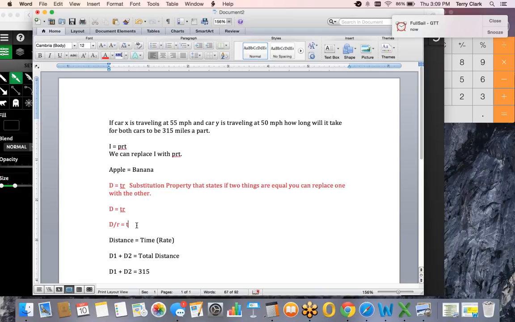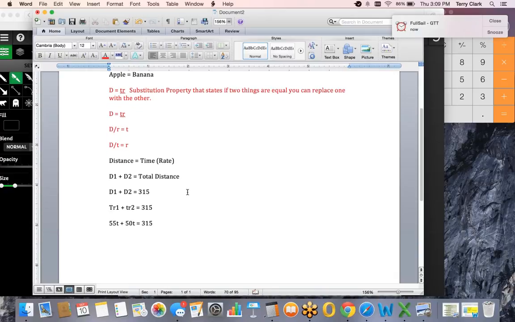And then another one, you can divide both sides by T, and come up with this right here. All of these equations are going to be equivalent to each other. So we can say, in order to find the time, you divide the distance by the rate. In order to find the rate, you divide the distance by the time. So we can manipulate things like that.